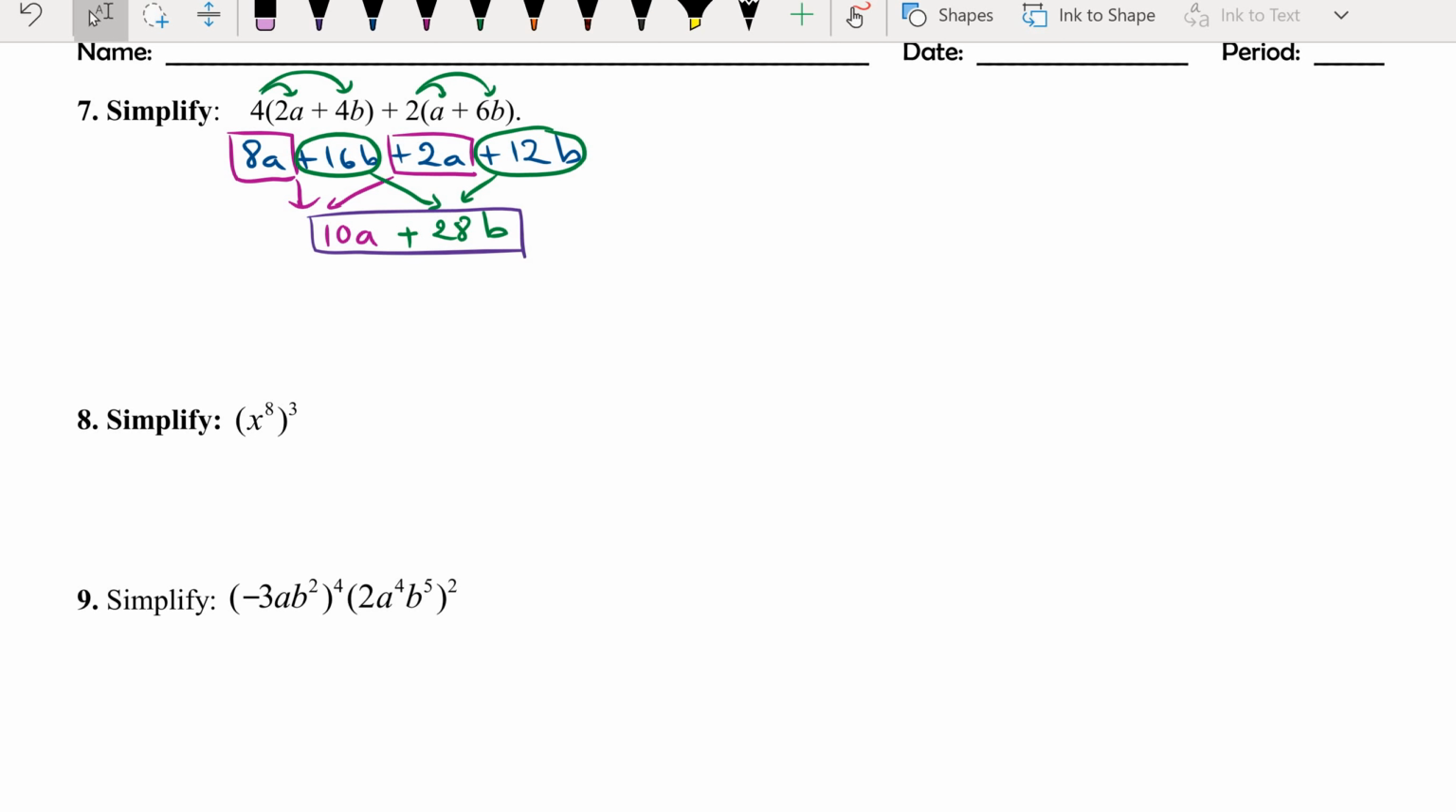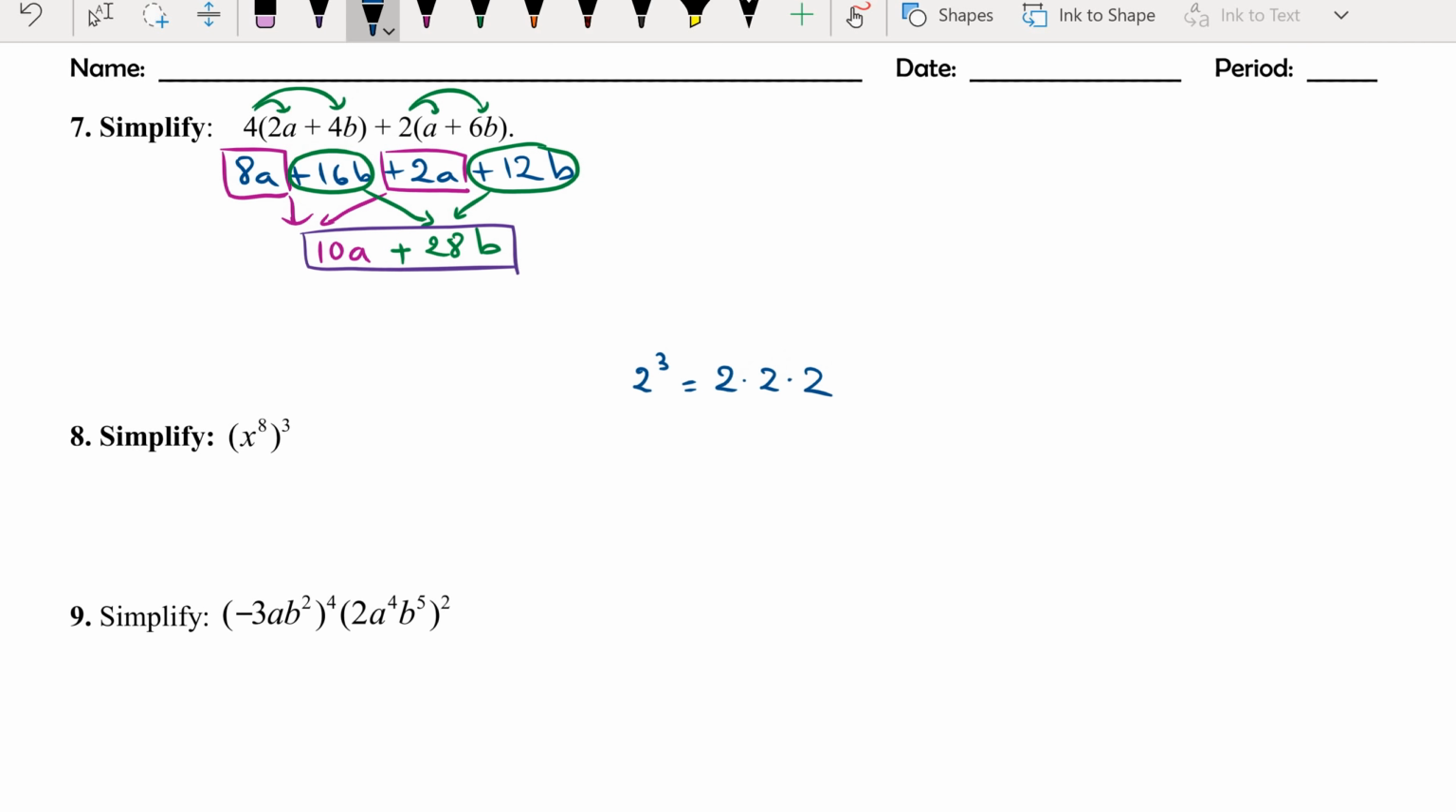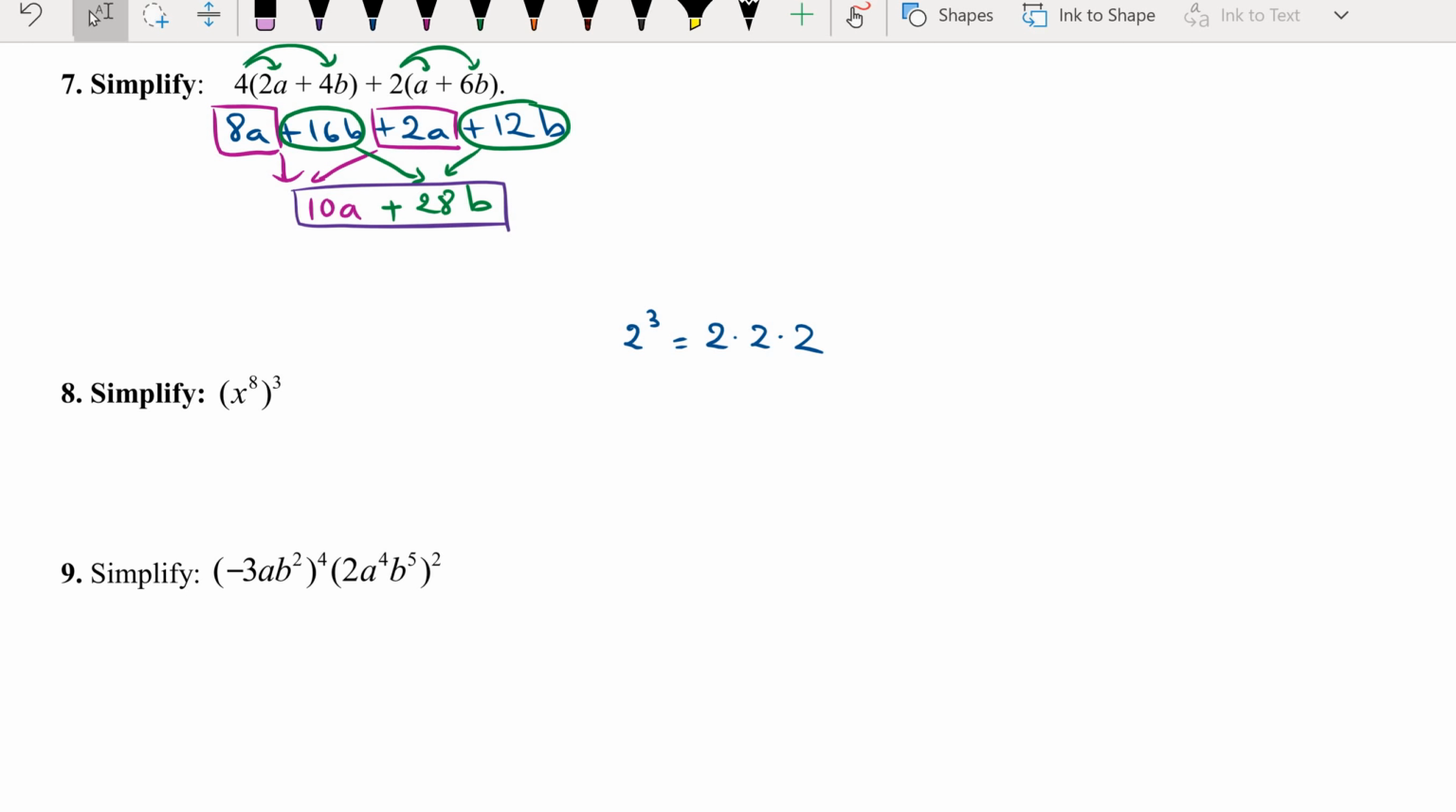Problem 8. So when you see a power, for example, 2 to the third power means 2 times 2 times 2, 3 times. Okay. For this problem, you have x to the 8th, to the third power. So if I look at the outside, I see the 3. I'm going to write x to the 8th power 3 times. And then each x to the 8th power is x times x times x, 8 times.